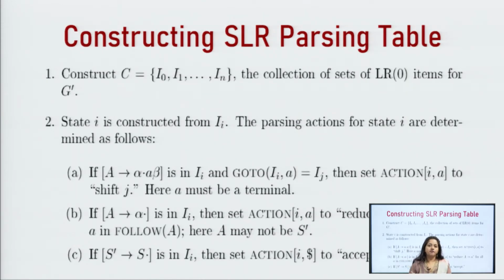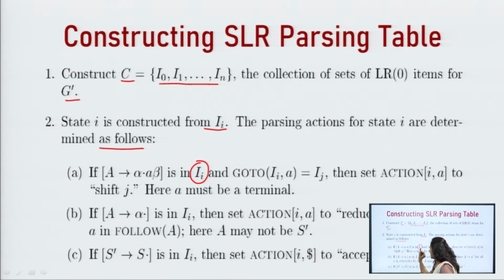Next we use this automata to construct the parsing table, and here we are focusing on the LR0 parsing table. The process is: first we get C, the set I0, I1 up to In, the collection of sets of LR0 items for G prime. So first of all we obtain the collection of LR0 sets of items. Now state I is constructed from Ii. The parsing actions for state i are determined as follows: we look at the items one by one. Suppose we are at Ii.